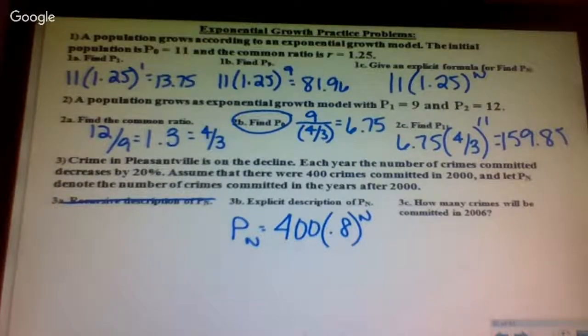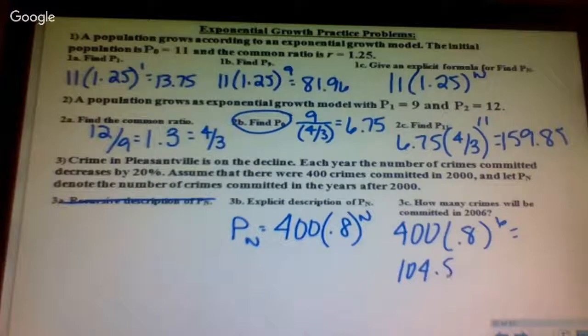Okay, what do we plug in for n? 6. So 400 times 0.8 raised to the 6. How many crimes are being committed then? Okay, 104 point, you said 86. You can't have 0.86 of a crime, so rounded, approximately 105 crimes.